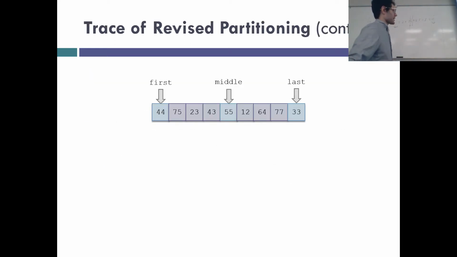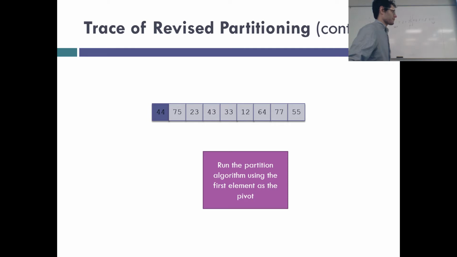So in this case, we'd sort these guys, and then choose the middle as our pivot item. And to do that, we'd move it to the first location, and then run partition as normal.